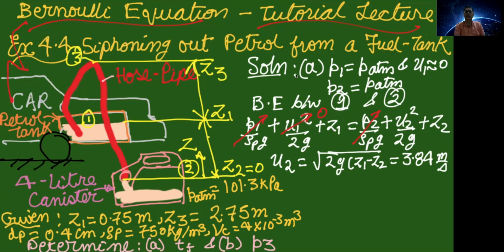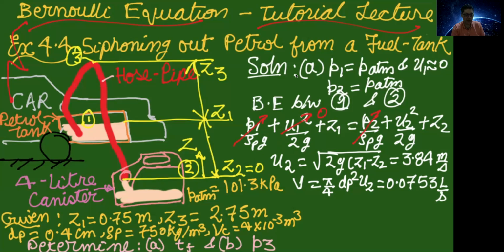Once you know the velocity, to calculate the filling time, your interest is to determine the volumetric flow rate of the petrol which is coming out from this pipe. To calculate the volumetric flow rate, you have to multiply U2, this exit velocity of the petrol, by the cross-section area of this hose pipe, which is pi by 4 dp square, where the diameter is 0.4 centimeter. If you multiply the area with U2, you get the volumetric flow rate as shown here, which comes out to 0.053 liter per second.